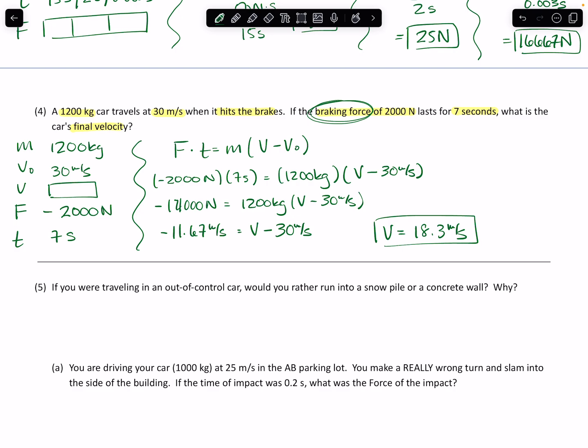If you do not do your signs correctly, let's say you flip your velocity values, like you put v initial minus v final, or you don't put a negative 2000 in for that braking force, you are going to get a velocity value that is greater than your initial, and that should not be the case if we are braking. So make sure you're reading the problem and that your answer makes sense.